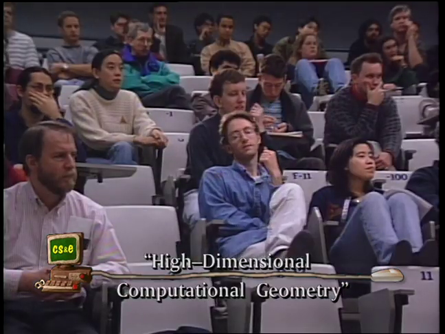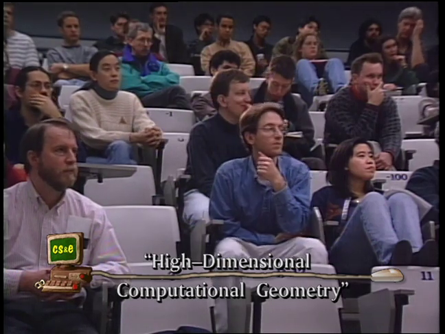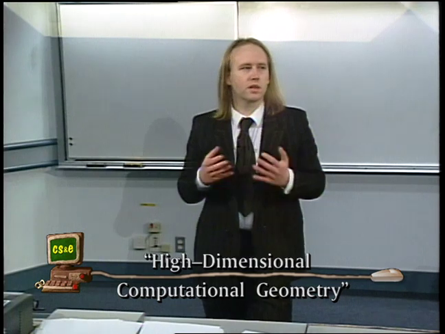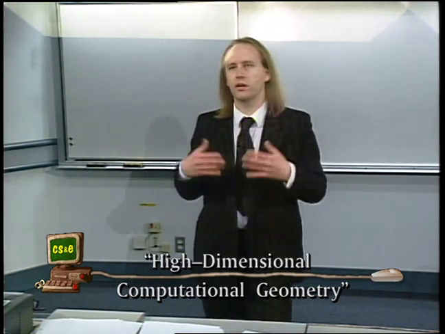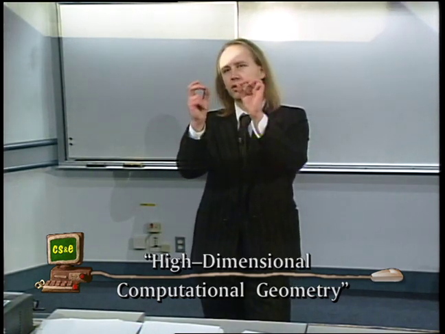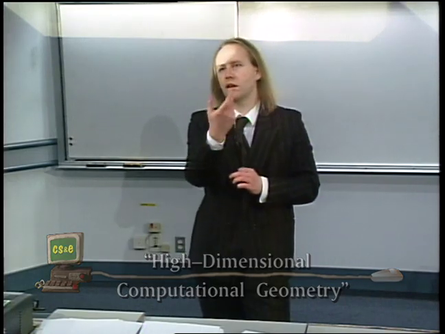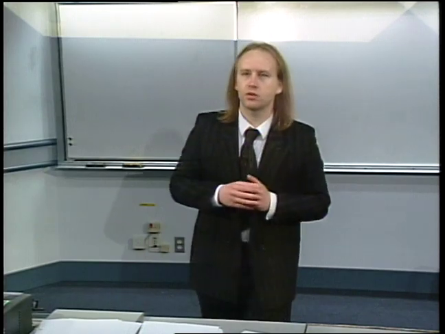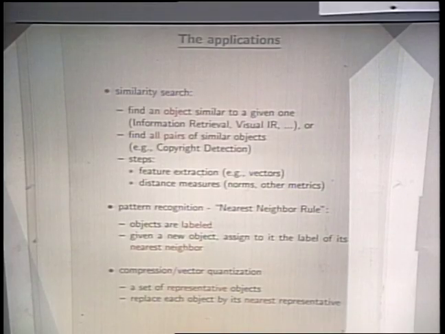Alternatively, you might want to find all pairs of close objects. This problem occurs, for example, in copyright violation detection, because if things are close, then it's likely that they could be very similar to the degree that we might check if copyright was violated. And usually, these types of problems are solved in two steps.